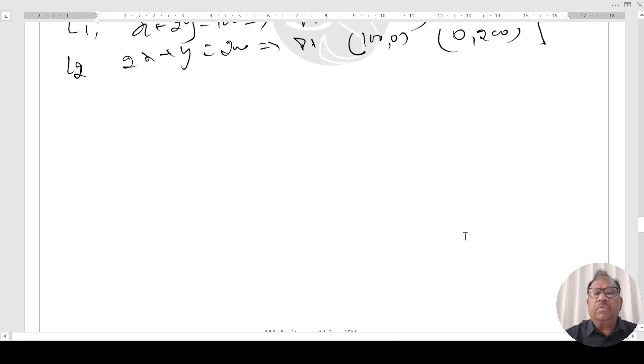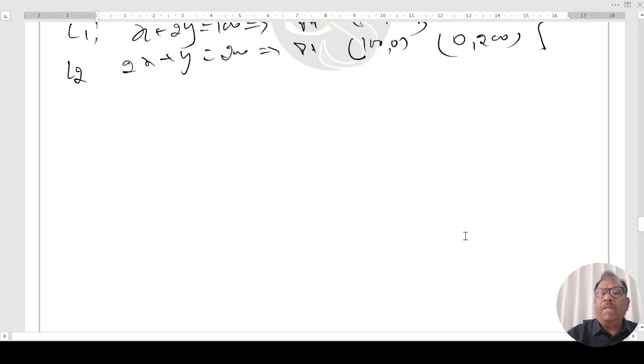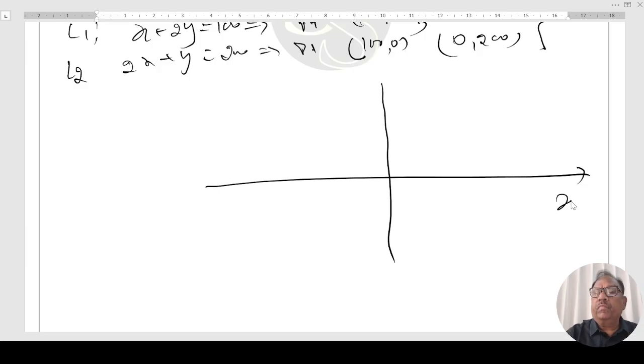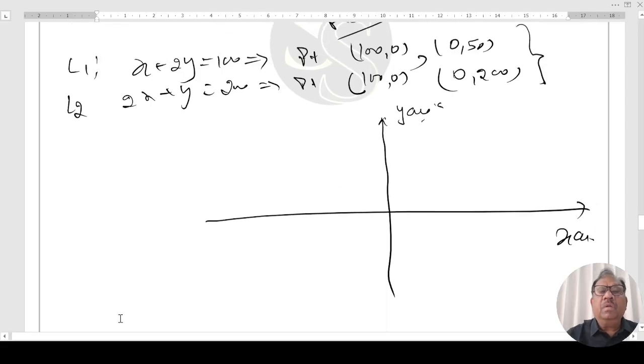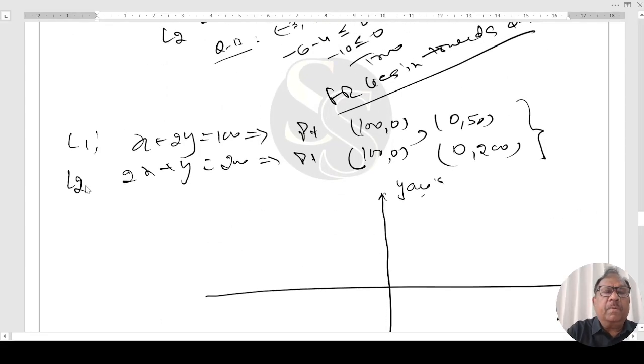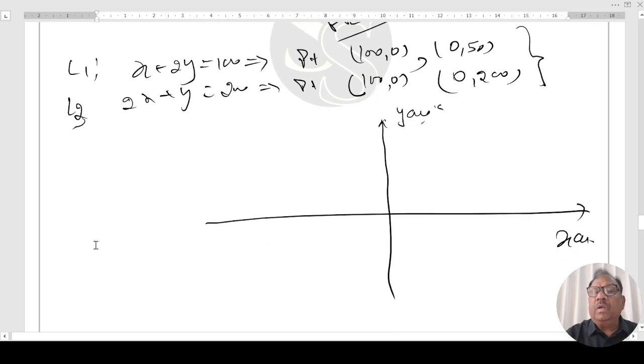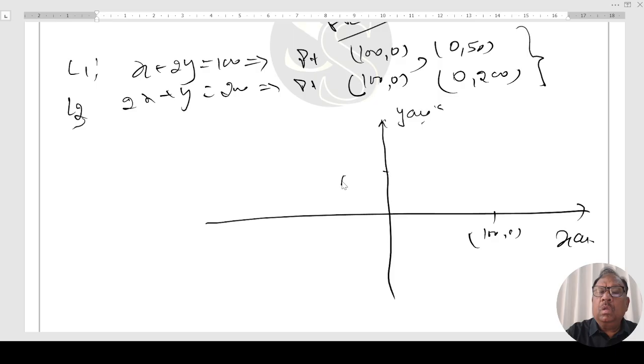Now further, to sketch the graphs. To sketch it, this is x-axis, this is y-axis. Now, there are two lines. One is L1, this is L3. One is line passing through origin. So 0, 50, 100, 0. 100, 0, 0, 50. This line comes out to be like this.